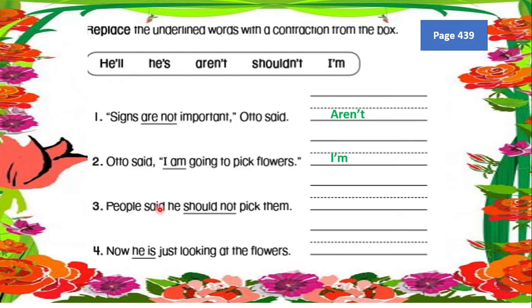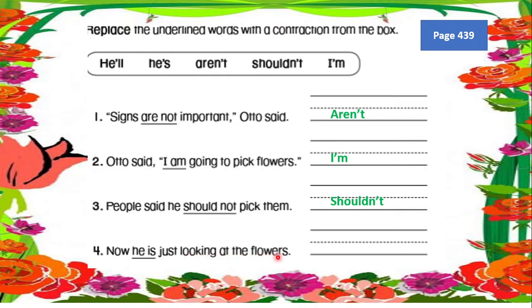People said he should not pick them. Should not. What do we cancel out? What do we remove? The O. Again, not. We remove the O and put the apostrophe instead. So it becomes shouldn't. One word. Shouldn't. Now he is just looking at the flowers.